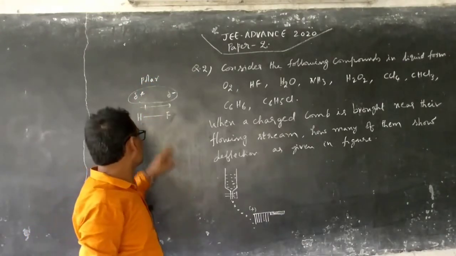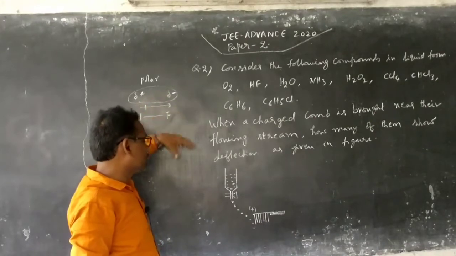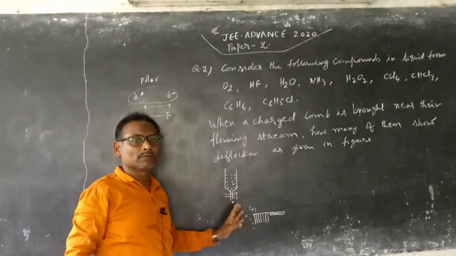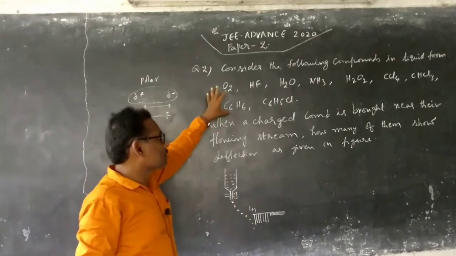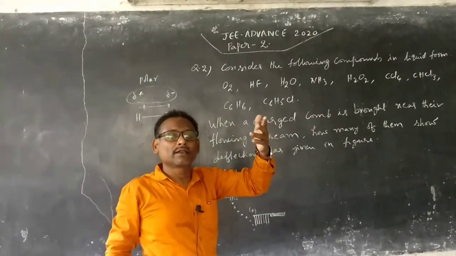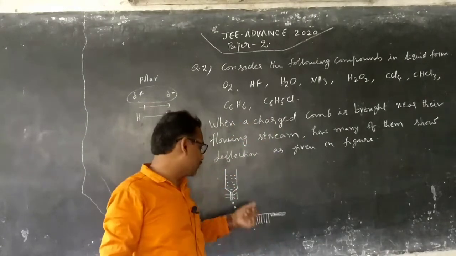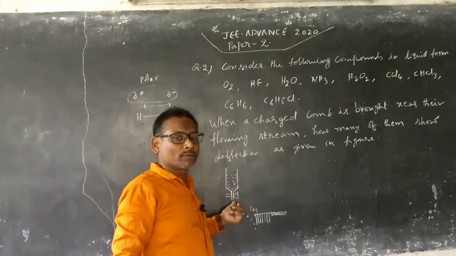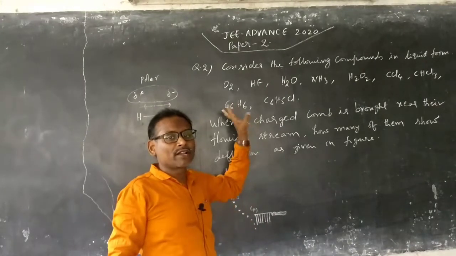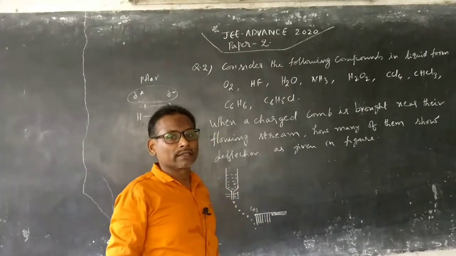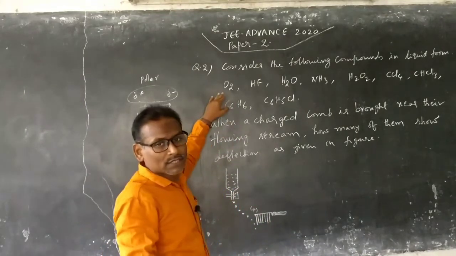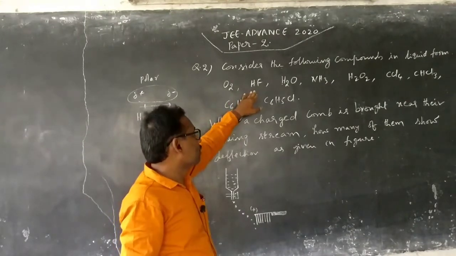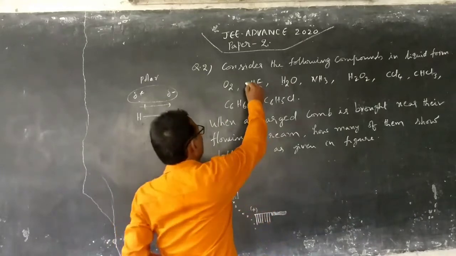Because of the two poles, one of the poles will be attracted towards the charge acquired by this comb. So substances which have some polarity definitely get deflected when dropping from the burette. We have to identify the substances which are polar. O2 is a simple diatomic molecule, so definitely it is non-polar. HF is a diatomic molecule which is polar.